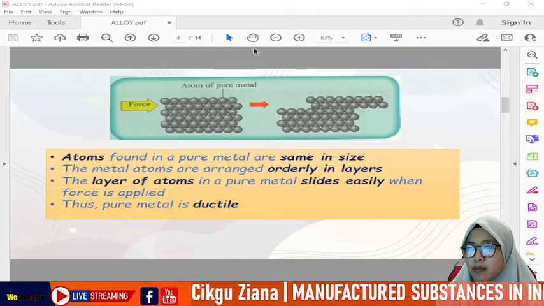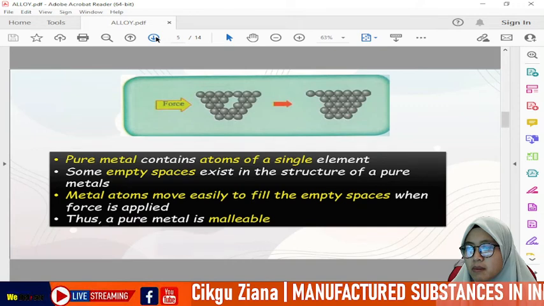So this is the structure of the atoms. Atoms found in the pure metal are the same in size. The metal atoms are arranged orderly in layers. The layers of atoms in the pure metal slide easily when a force is applied. So pure metal is ductile.